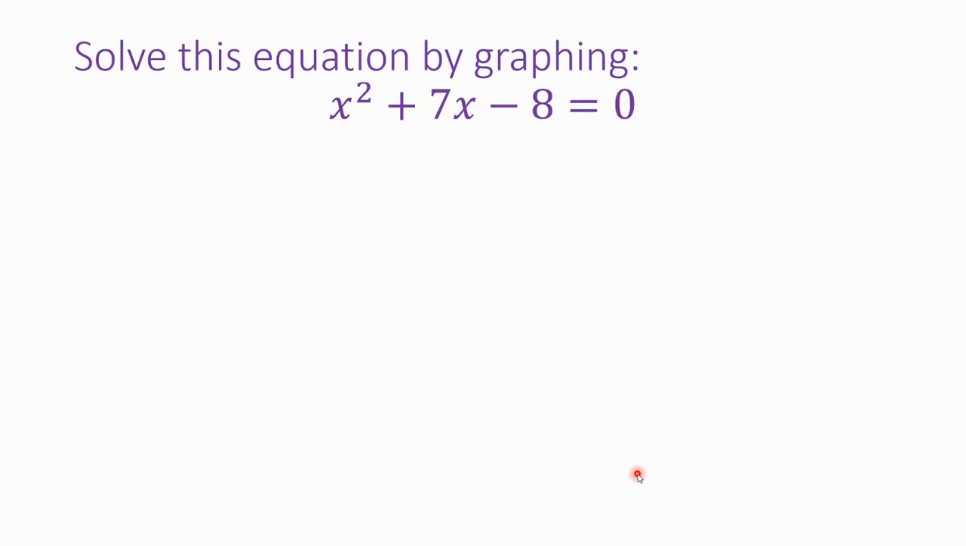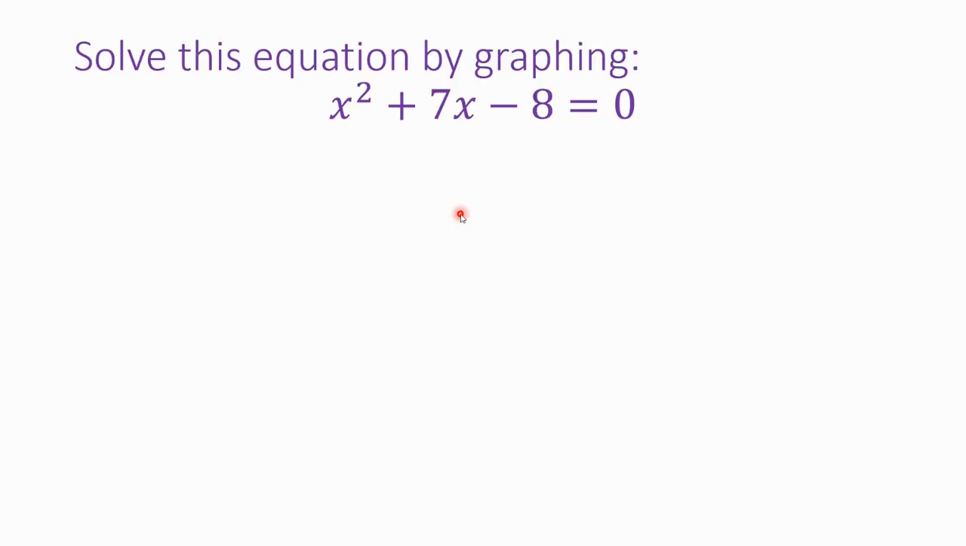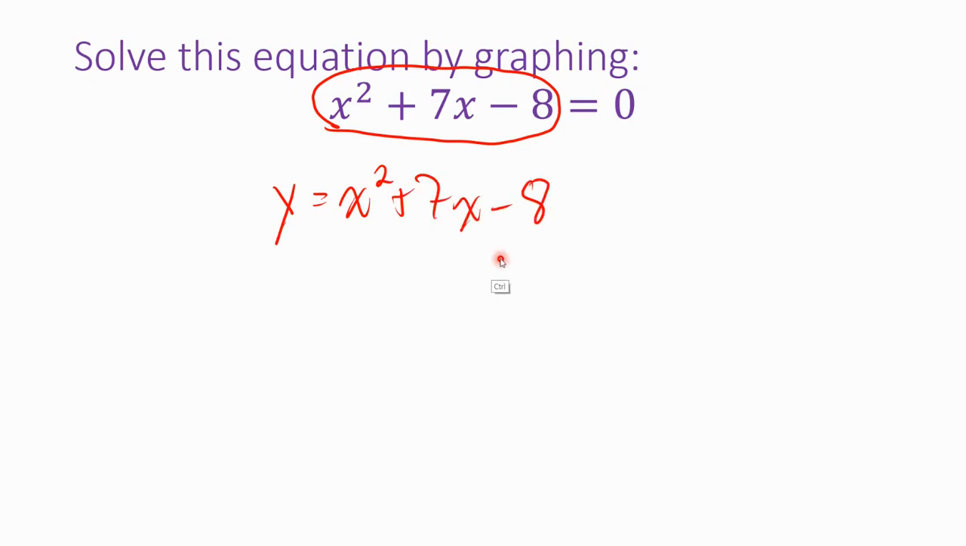So for this one, we're going back to that purple one. Just watch how I do this. So step 1 told me to make sure that the equation was set equal to 0. That's already done. It already equals 0. So good, I don't need to do step 1. Step 2 said graph the other side. So I'm going to take this side and graph it as a function. So I'm going to graph y equals x squared plus 7x minus 8. I'm going to use Desmos to help me do that.